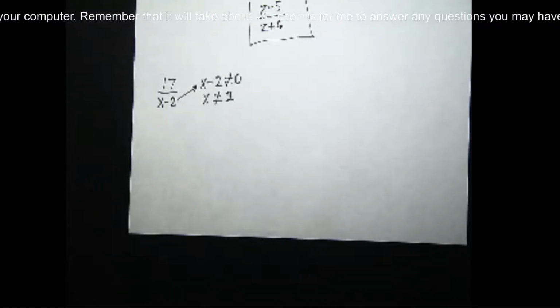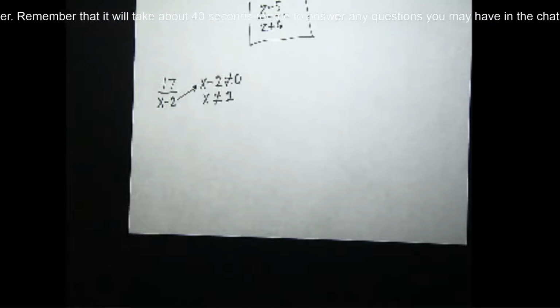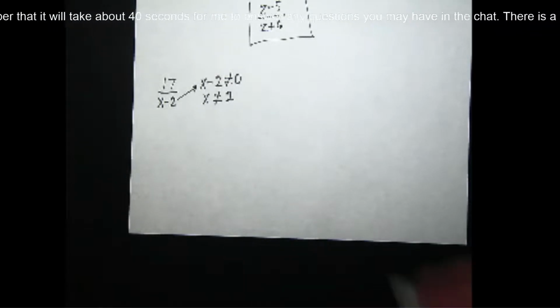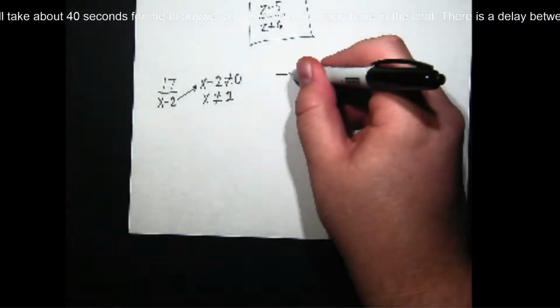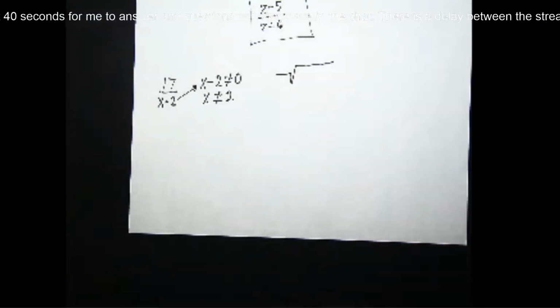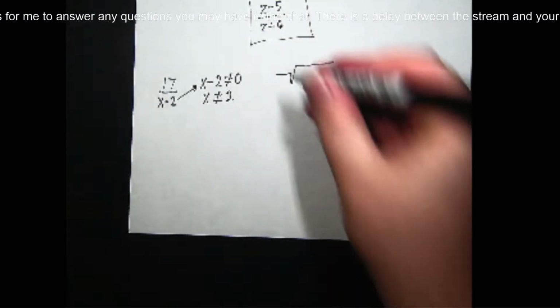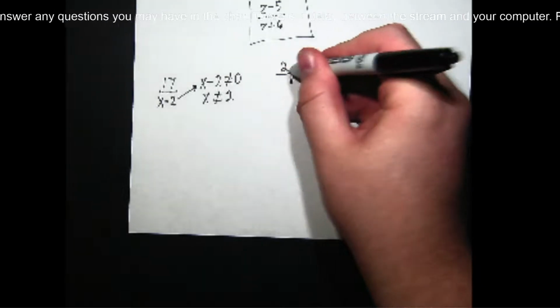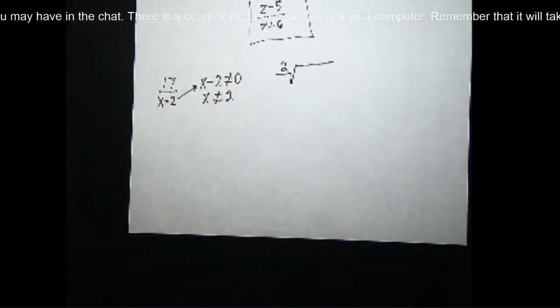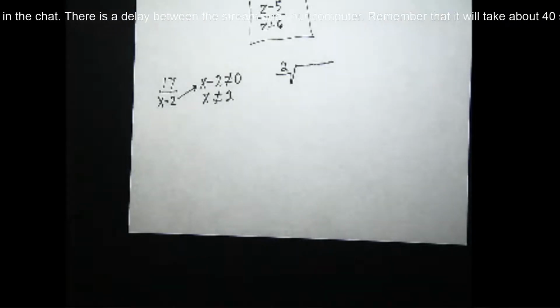There's another place that this occurs, and that's with radicals. So let's say I have a square root. Okay? And underneath this square root, I've got x minus 2.